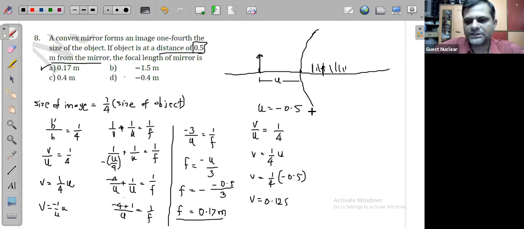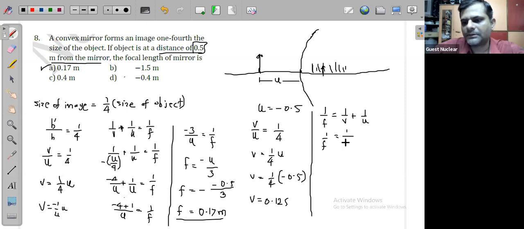So this is u and this is v. Once you get u and v, we can easily find out f, because we already have 1 upon f is equal to 1 upon v plus 1 upon u, which means it will be 1 upon v, that is 0.125, plus 1 upon u, which is minus 0.5, and hence 1 upon f is obtained to be 1 upon 0.125 kept as it is, and minus 1 upon 0.5 kept as it is.